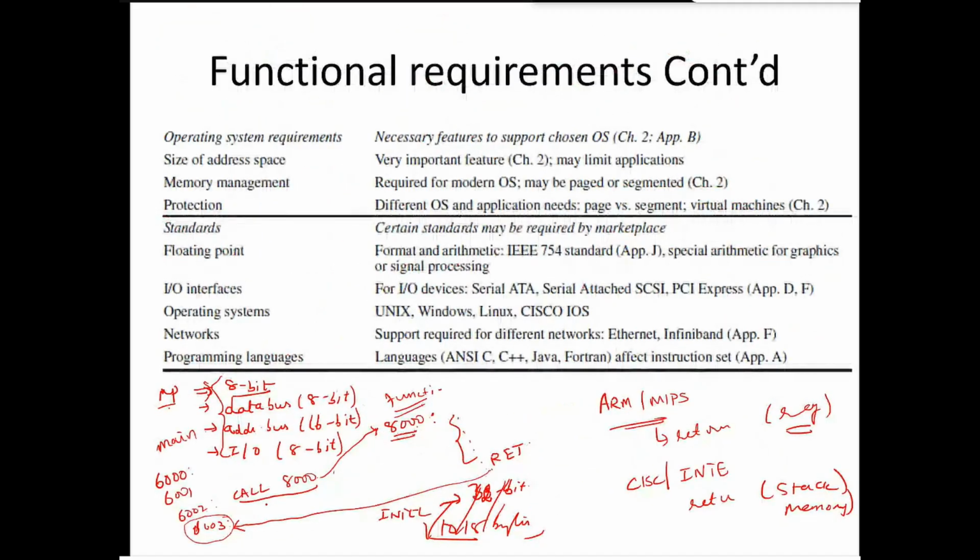So these three things you just remember: address bus, data bus, and the I/O bus. So this was the size of the address space, for which I have taken this. And the next one is memory management. Most of these things date back a long way, and these things have come down.